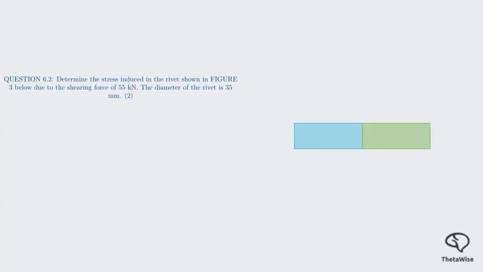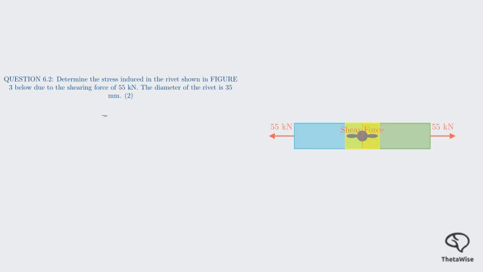First, let's analyze figure 3. It shows a single rivet lap joint. The forces on the plates are in opposite directions. This means the rivet is trying to be cut, or sheared, into 2 pieces. This type of force that acts parallel to the surface of an object, trying to cause it to slide or cut, is called a shear force. Therefore, the stress induced in the rivet is called shear stress.